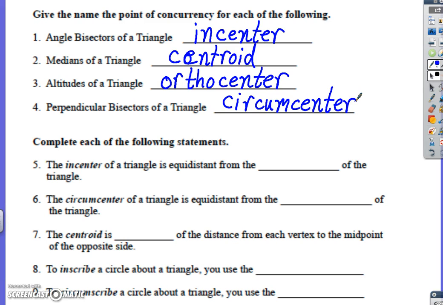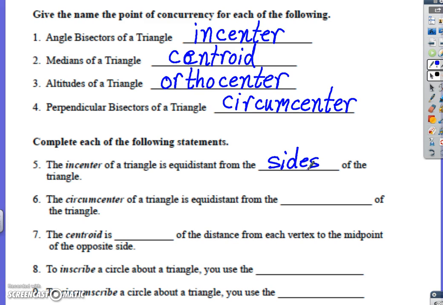All right, so let's look at these things. Complete each of the following statements. The incenter is equidistant from the, take a guess, what do you think? The incenter is equidistant from the sides of a triangle. This is what would happen if we were to put a circle inside of the triangle. The incenter would be the center of that circle. It's called an incenter because we put a circle inside.